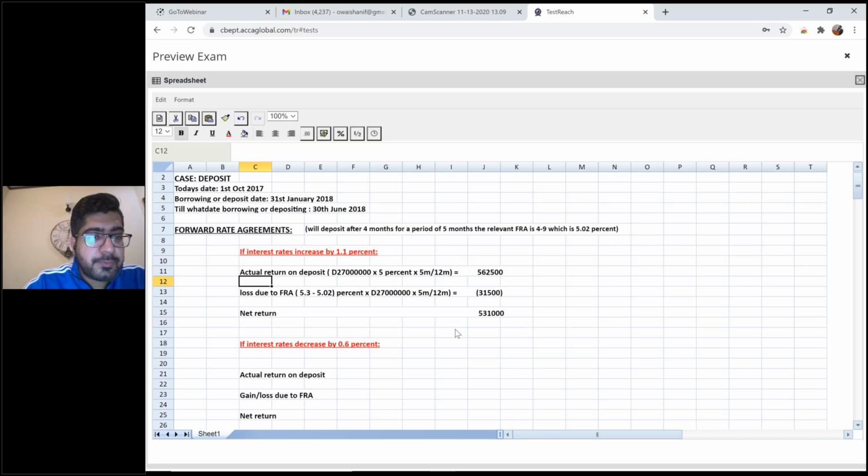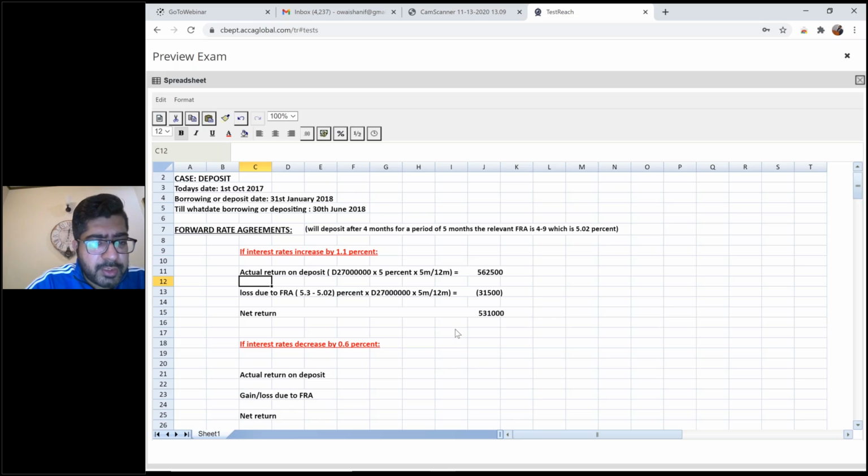This ends the case if interest rates increase by 1.1. How do you get the actual return on deposit? It's the amount into rate. How do we get the rate? Interest rates increased by 1.1 and became 5.3. We can't deposit at 5.3. We can deposit at 30 basis points, 0.3% less, into time period over 12. Then gain or loss due to FRA is just the difference in rates.